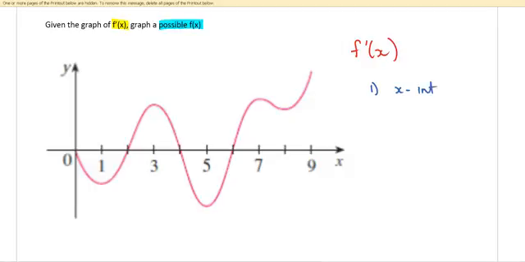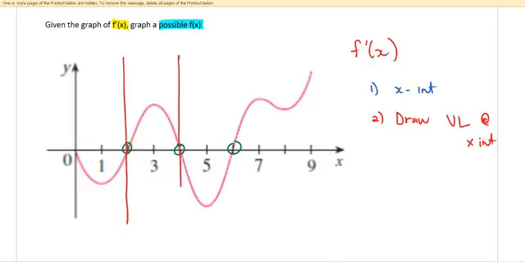So my x-intercepts, here's an x-intercept, there's an x-intercept, and there's an x-intercept. Step number 2 is draw a vertical line, VL, vertical line at, sorry, I'm getting super tired here, so draw a vertical line at the x-intercepts. So I'm going to draw a vertical line straight down here, straight down there, and straight down there.